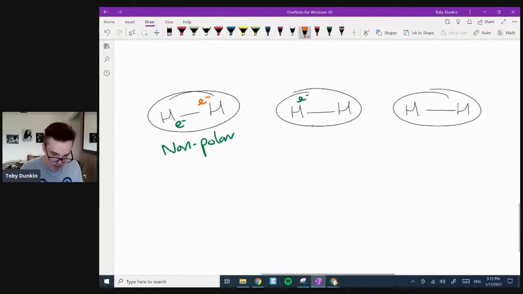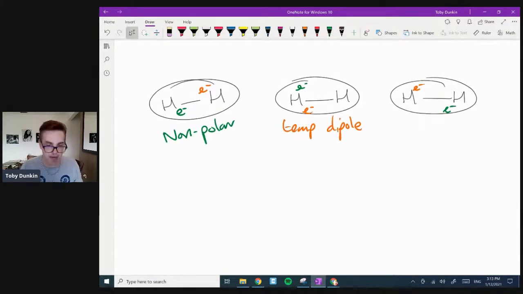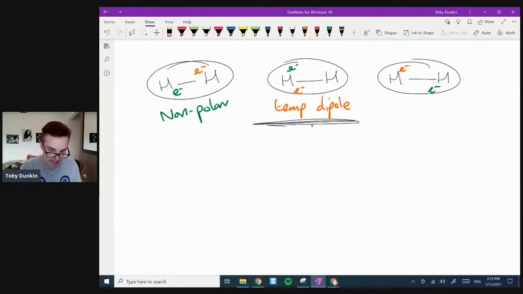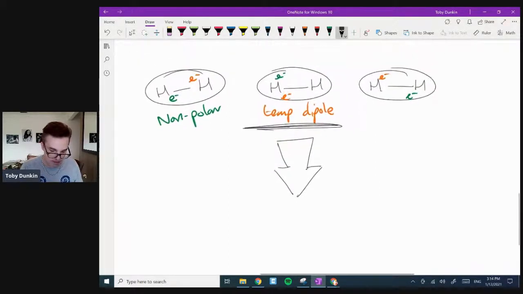They're evenly distributed. But in the next one, they hop to a different position. And this now creates a temporary dipole. This is now a temp dipole. Now that temporary dipole, if we look at the other guy, doesn't have a dipole either. It happens to be that it's evenly distributed. But here's the really weird bit. When this one creates a temporary dipole, it has a knock-on effect. What will now happen is it will induce a dipole in the neighbors.